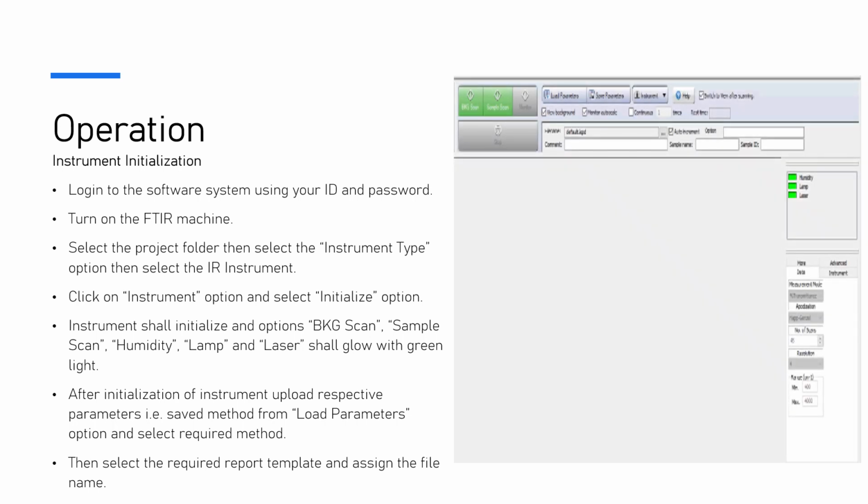Here you can see that when your instrument is initialized, you can see the background scan and sample scan, and the humidity, lamp and laser will glow as a green light. That means your instrument has been well connected and initialized.